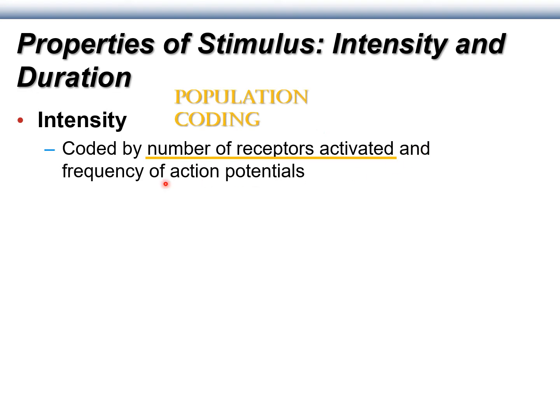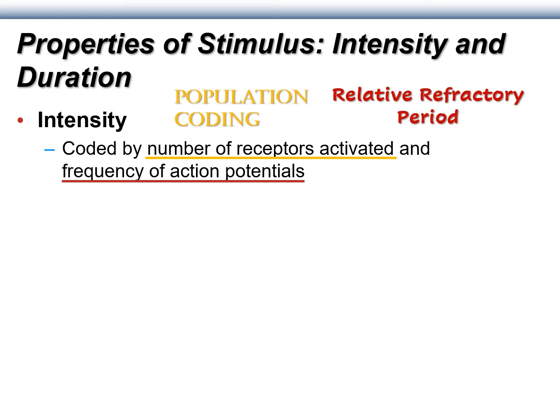The other side of intensity gets back to something that we talked about in Chapter 8, the frequency of action potentials. If you have more action potentials in a given period of time, that will lead to more neurotransmitter release, which will mean a stronger graded potential downstream. Relative refractory period. If we have more frequent action potentials, that means stronger intensity of signal. So a combination of how many receptors are activated as well as how often they are firing their action potentials gives us coding for intensity.